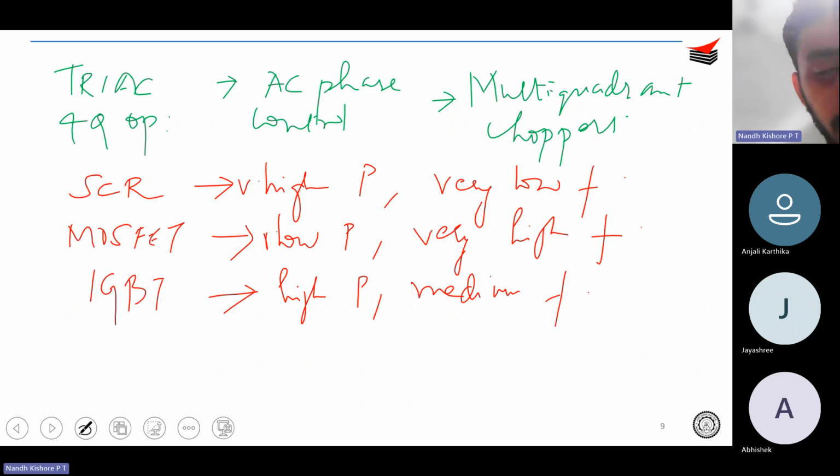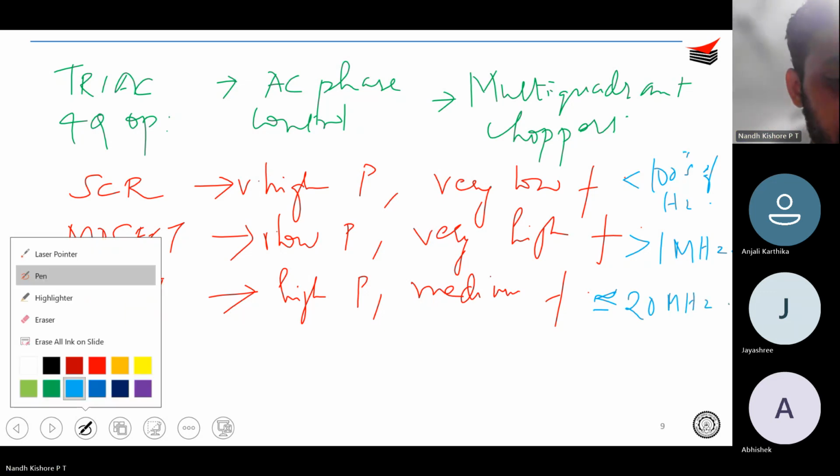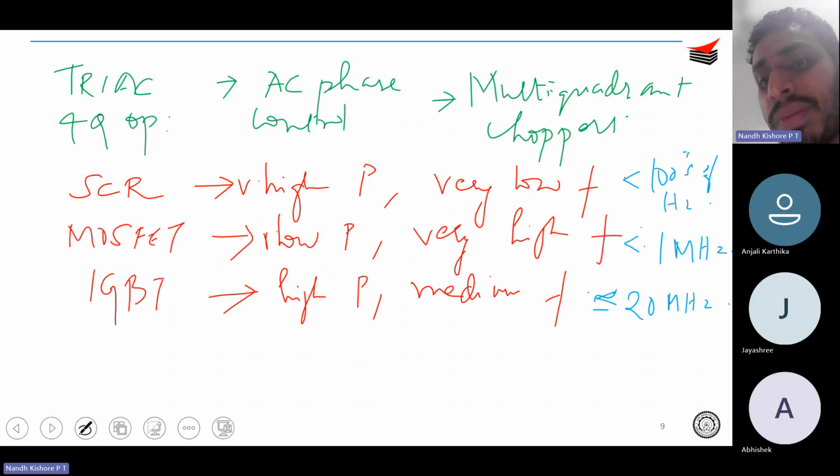So what are the frequencies you are talking about? SCR cannot operate more than maybe 100 hertz or 300 hertz or something like that, so less than hundreds of hertz. Whereas a MOSFET can operate till around more than 1 megahertz. IGBTs are operated up to 20 megahertz. So this is the frequency range we are talking about.